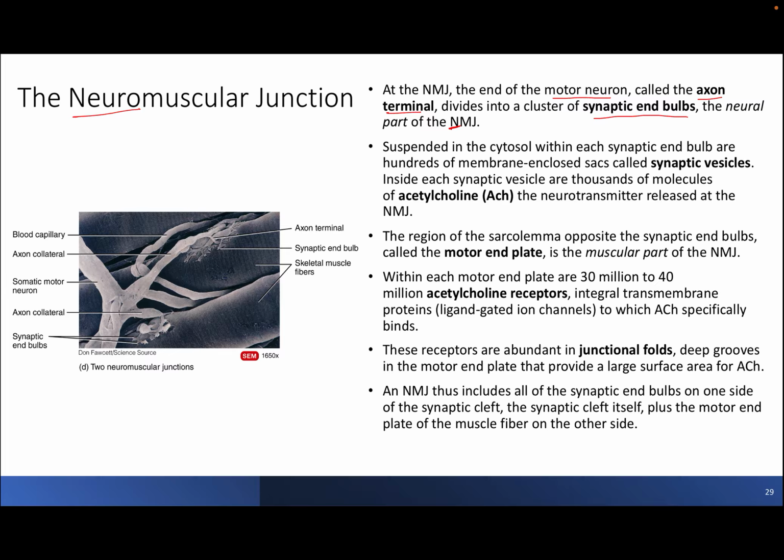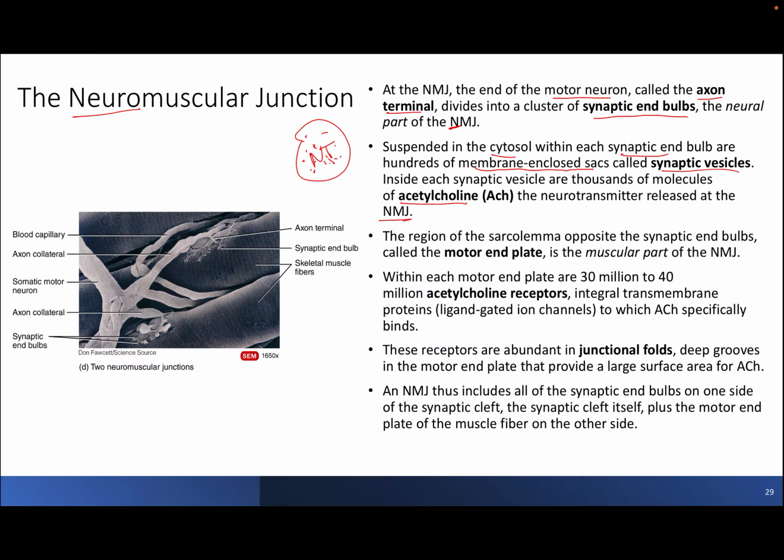Now, suspended within the cytosol of each of our synaptic end bulbs are hundreds of membrane-enclosed sacs called synaptic vesicles, right? And our synaptic vesicles are absolutely packed full of neurotransmitters. The neurotransmitter of choice for our somatic motor neurons is acetylcholine. This is the neurotransmitter that gets released at our neuromuscular junction.